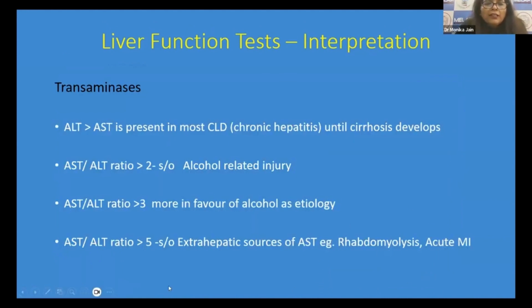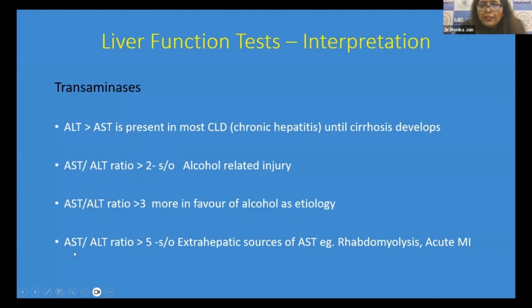A word about transaminases: ALT is more than AST in most of the chronic hepatitis stage. But once cirrhosis develops, this ratio reverses, and AST becomes more than ALT. The second important part is the AST to ALT ratio. If this is more than 2, that shows that probably this injury is due to alcohol. And if this ratio exceeds 3, definitely this is going to be alcohol related.